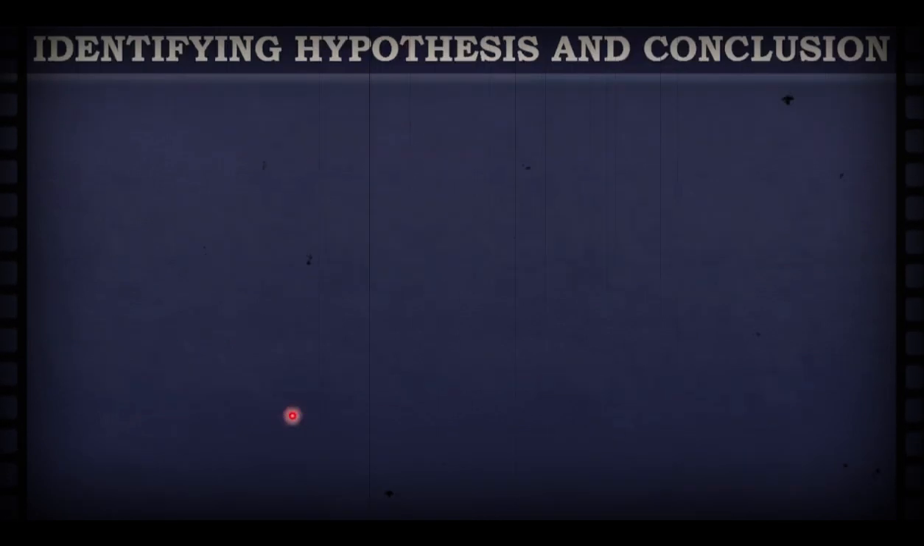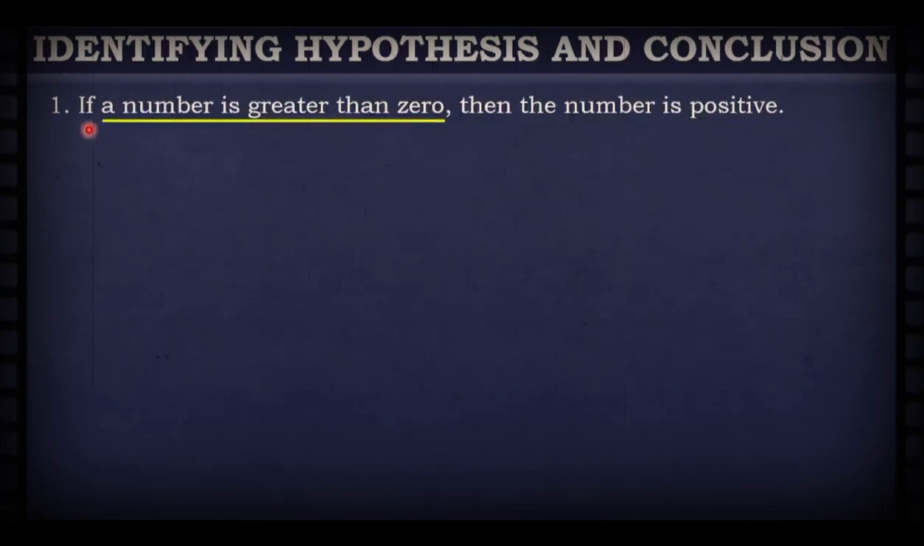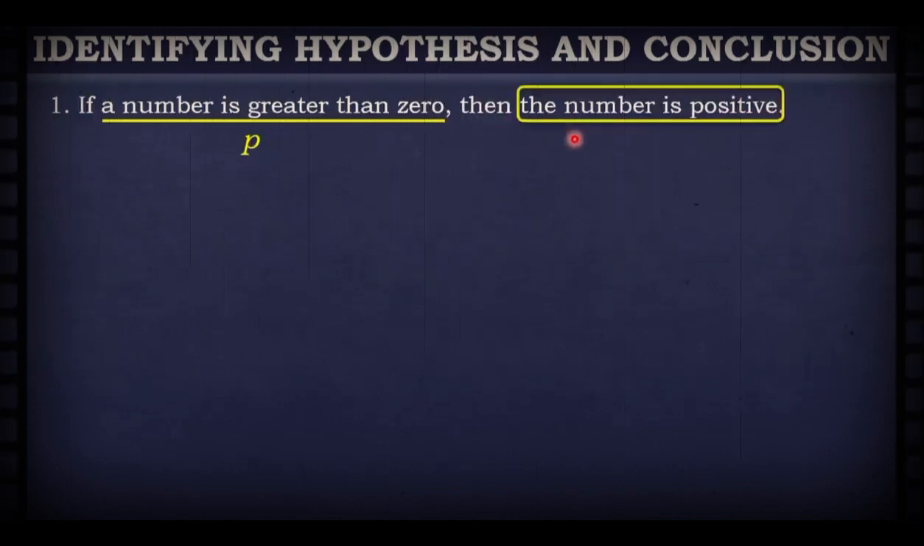Okay? So, let's start. So, let us identify the hypothesis and conclusion. So, let's have number 1. If a number is greater than 0, then the number is positive. So, again, your hypothesis, which is your P, that is always after if, kung nandyan si if, and then since meron tayong then madali natin ma-identify si Q, yung ating conclusion. So, ganito, para mas madali nating maintindihan, yung hypothesis, i-underline natin, yung P.